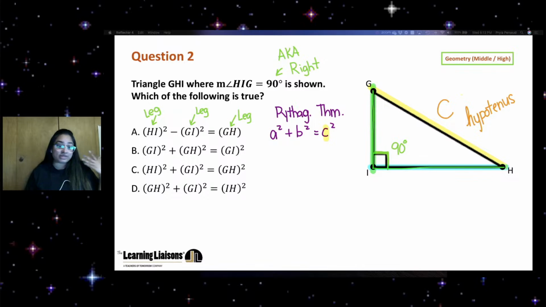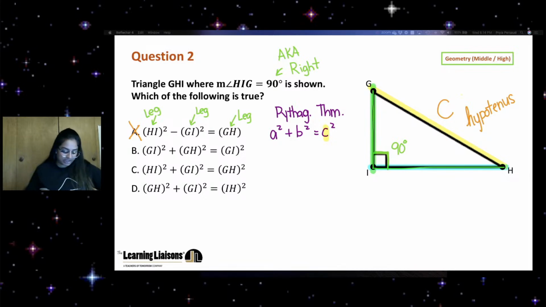Pythag himself, he came up with this. He figured it all out for us. So don't make it more difficult for yourself. It's already created. Use what we have. So now we go back to our answer choices and we realize first things first, A has a minus sign and it doesn't have a square at the end. So it's not what we're looking for.